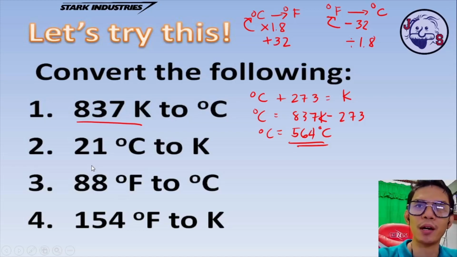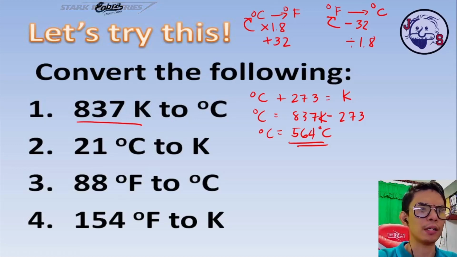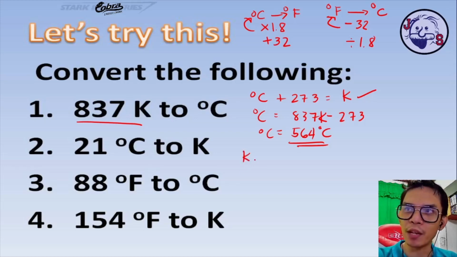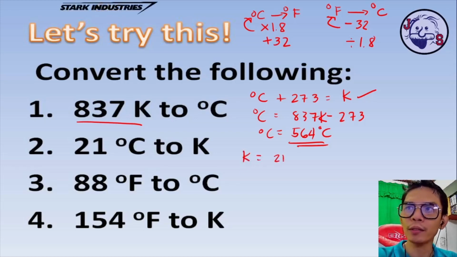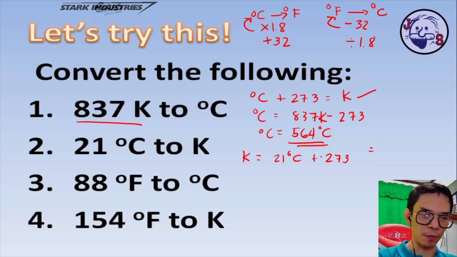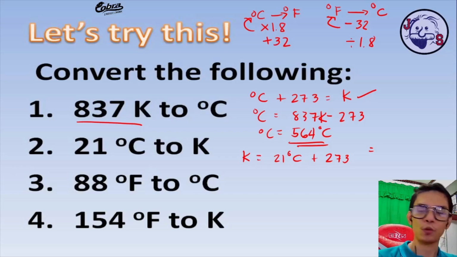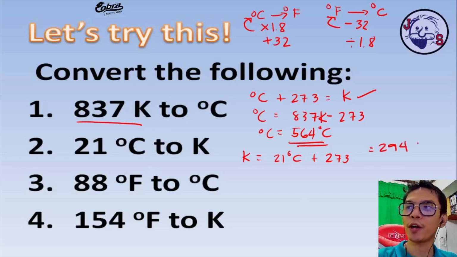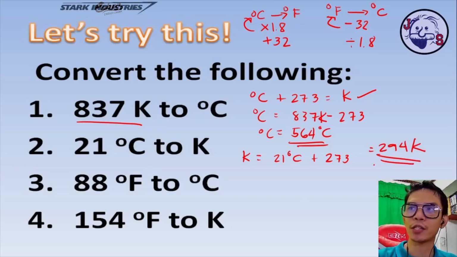Next one, we have 21 degrees Celsius. What is the equivalent value in Kelvin? Again, we are going to use this formula. Kelvin is equal to 21 degrees Celsius plus 273. The value that we got from this calculation is 294 Kelvin. That is the answer to the second question.